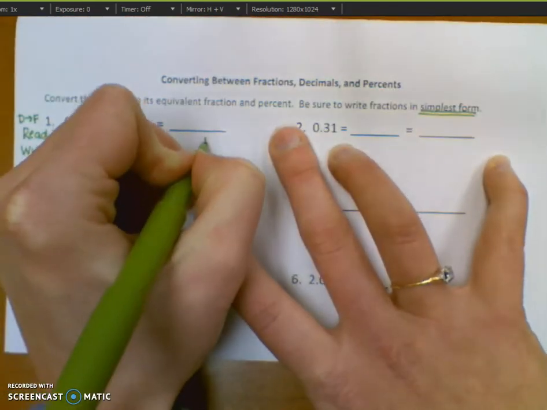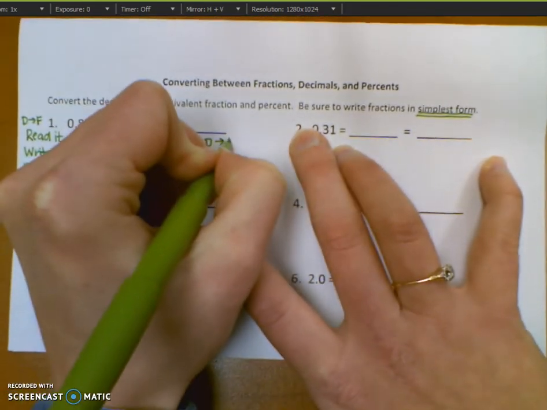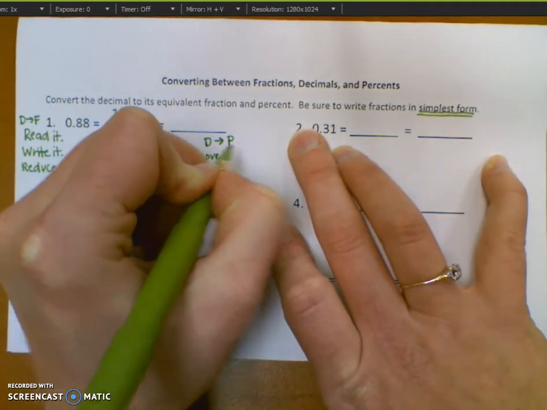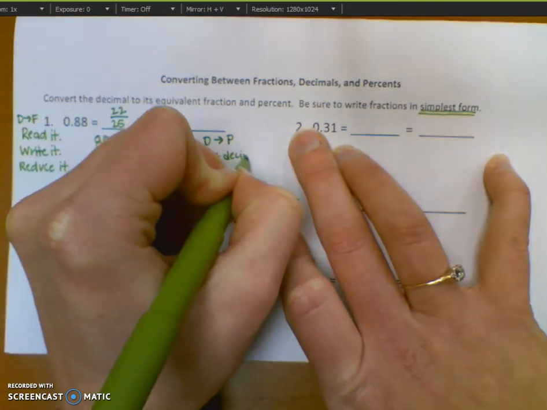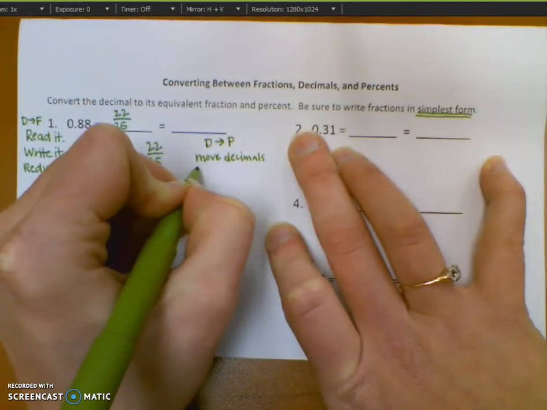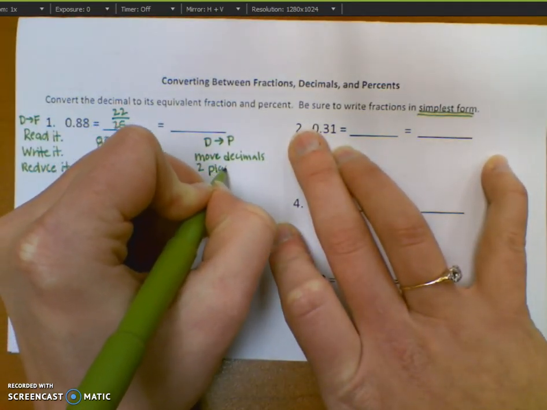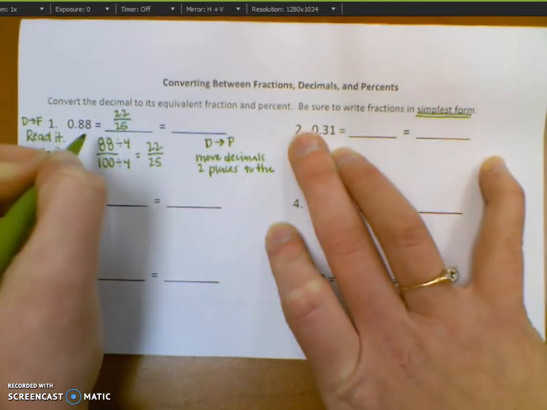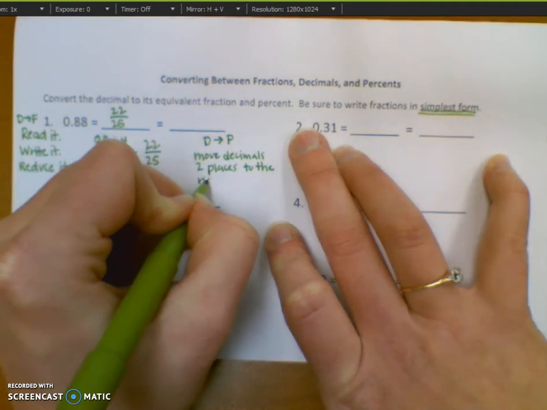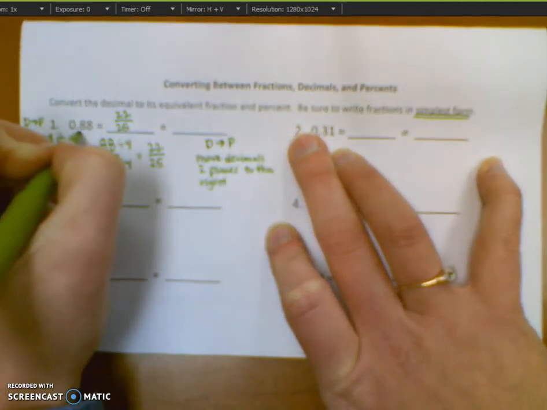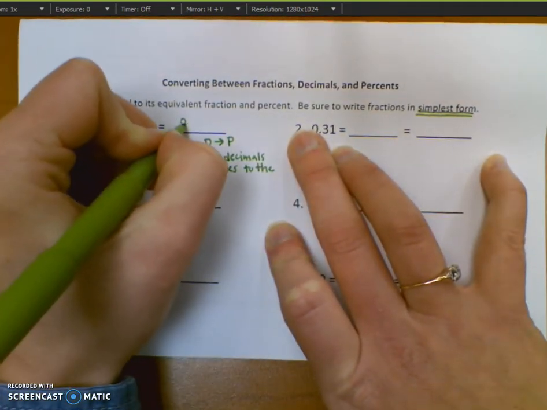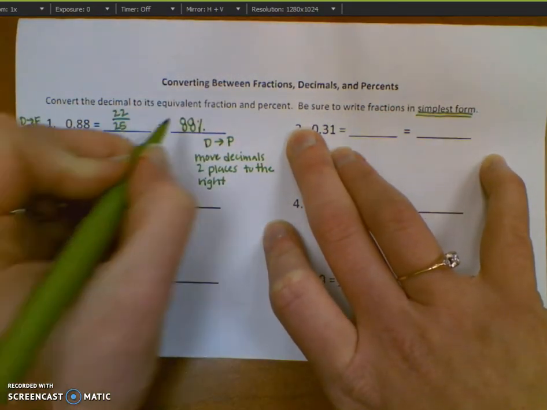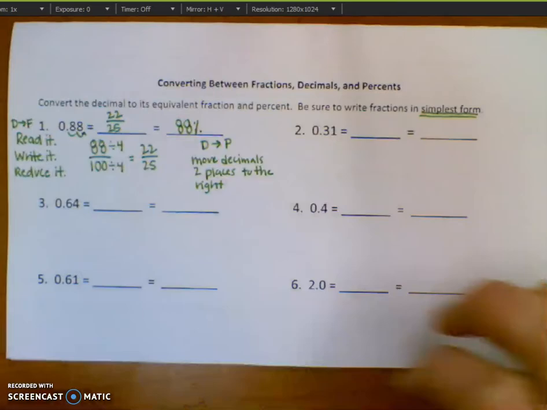When I convert a decimal to a percentage, I just move the decimal 2 places to the right. So I'm going to take this decimal, go 1, 2, and this becomes 88%. Just like it was 88 out of 100, it becomes 88% out of 100.